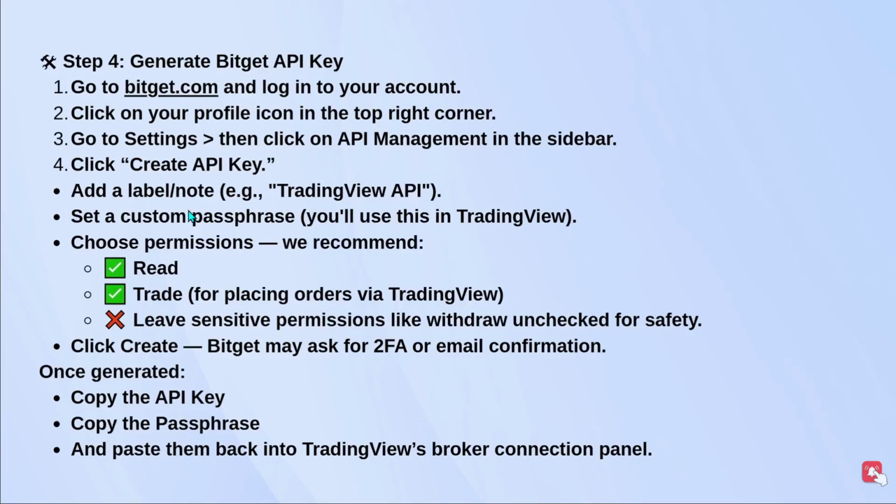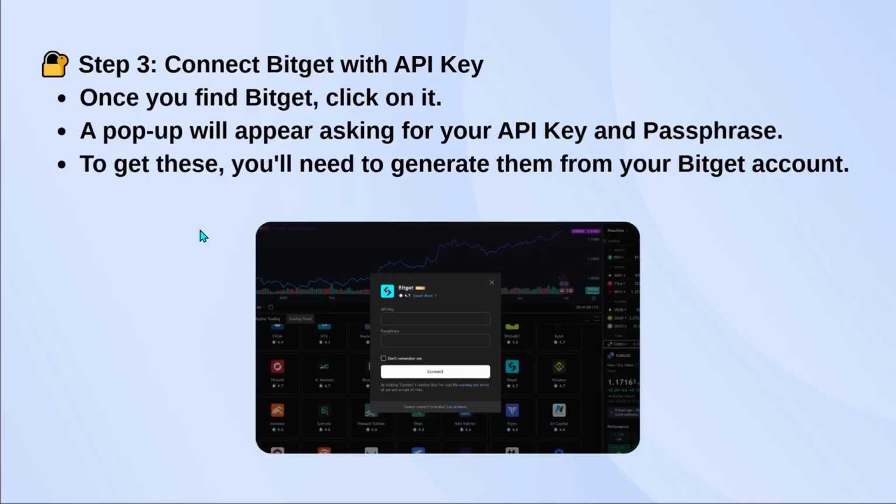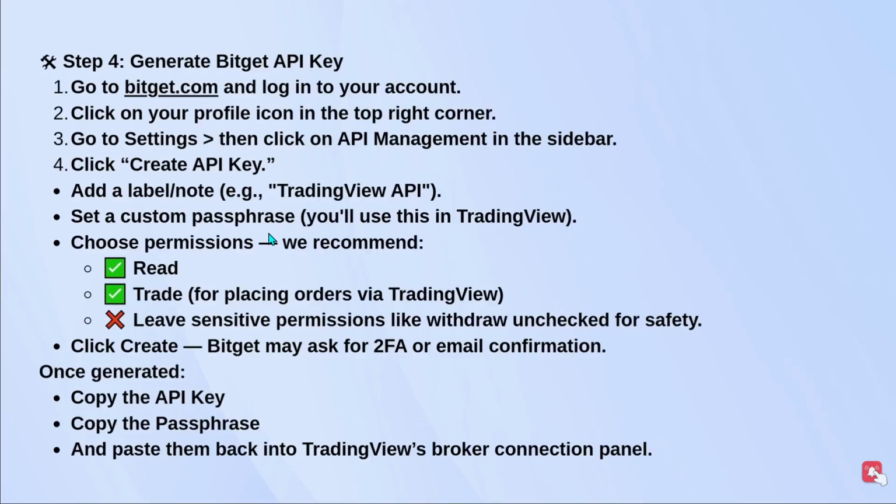Bitget will also ask you to create a passphrase. This is unique to the API key and you'll need to enter it on TradingView, so make sure you save it somewhere safe. Next, you'll see permission settings. You only need read and trade permissions. Avoid enabling withdrawal permissions because it adds unnecessary risk and isn't required for trading from TradingView.